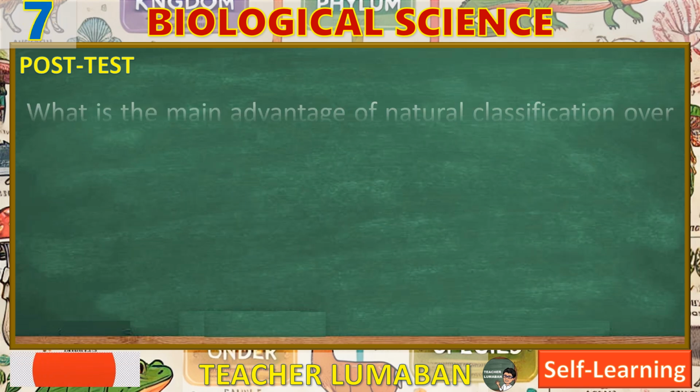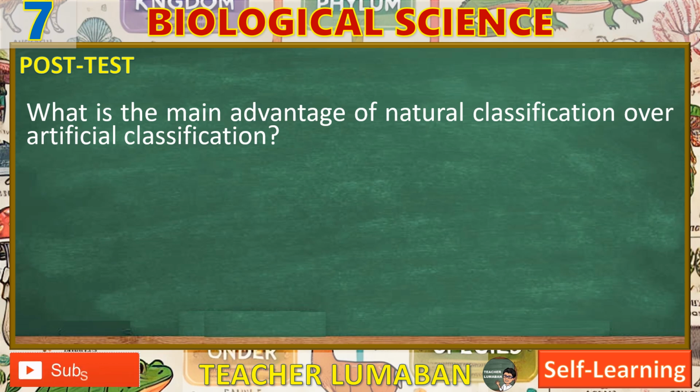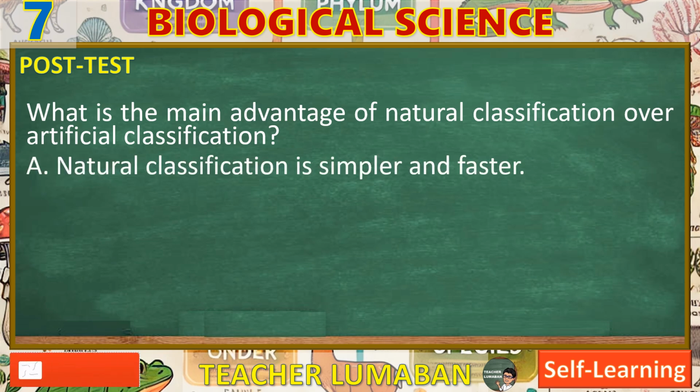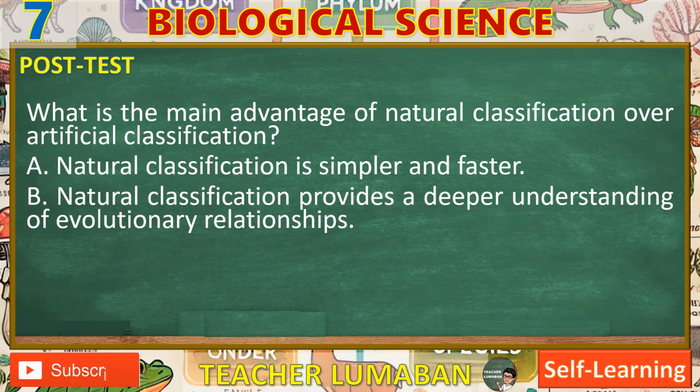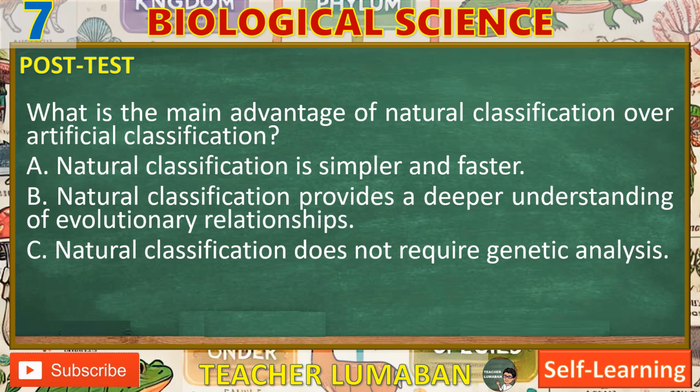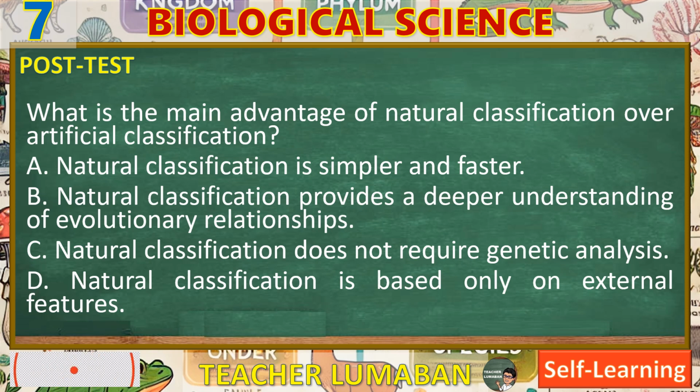What is the main advantage of natural classification over artificial classification? A. Natural classification is simpler and faster. B. Natural classification provides a deeper understanding of evolutionary relationships. C. Natural classification does not require genetic analysis. D. Natural classification is based only on external features.